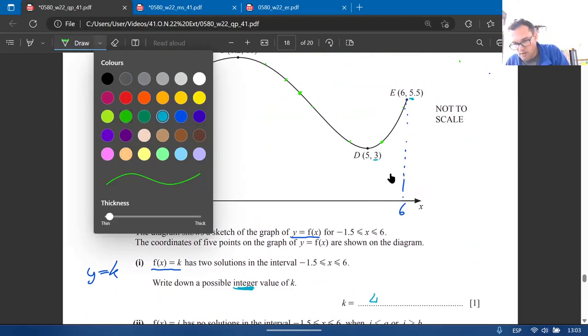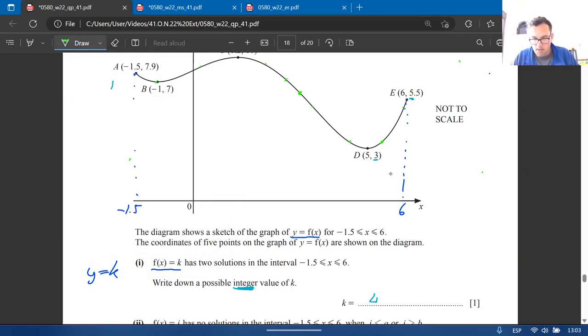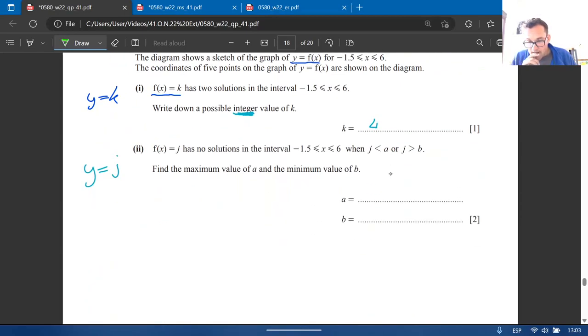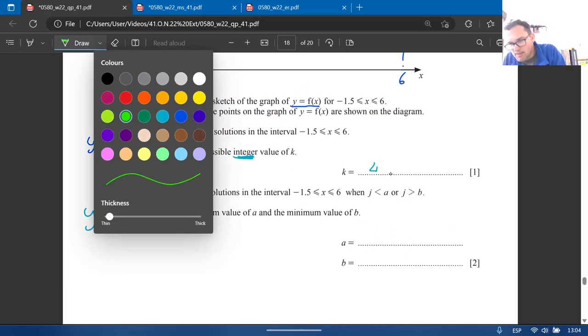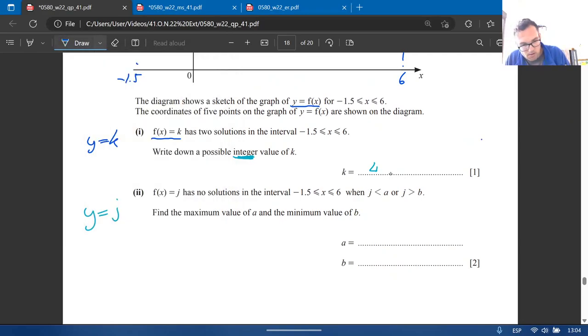So let's again go back there. So no solutions means where it doesn't cross at all. So you can see if there's a line there, it doesn't cross the graph. That means there's no solutions. Okay. It doesn't say integer. So these are not whole number answers.